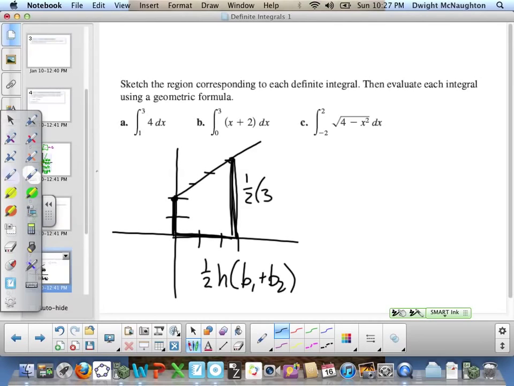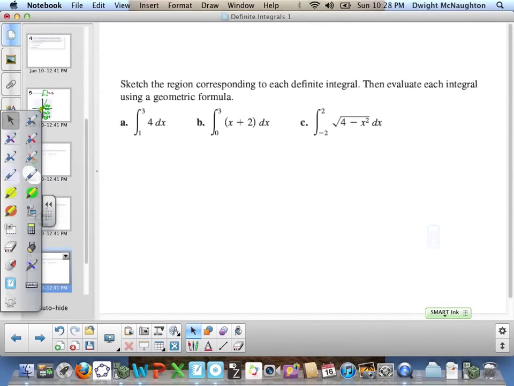In this case, our height is 3, so it'll be 1/2 of 3. This base is 2 and this base is 5. So we have 1/2 of 3 times 2 plus 5. This is 7 times 3, which is 21/2. So that definite integral is 21/2.